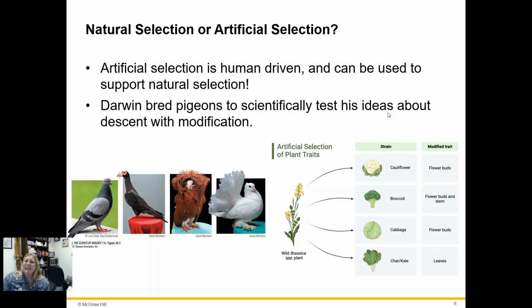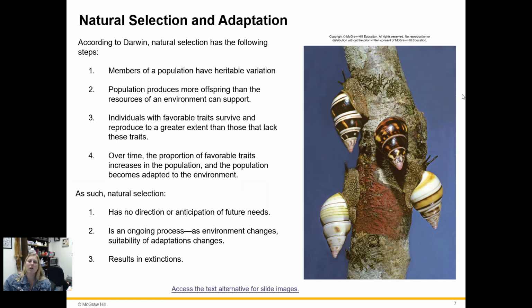Okay, so what is natural selection? I know we've talked about it a little bit through the semester, but here is what it is according to Darwin. Okay, natural selection is that there are a couple steps. One, members of a population have heritable variation. So those differences that we see in physical characteristics have to be passed from parent to offspring. Okay. Populations have more offspring than resources can support. There's going to be competition for resources. There's going to be some sort of pressure. Natural selection is a pressure. Individuals with the favorable traits are going to be able to survive and reproduce and pass those traits on to those offspring.